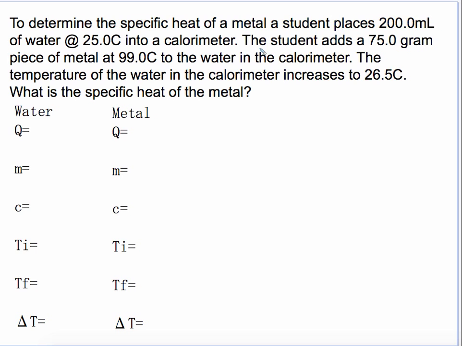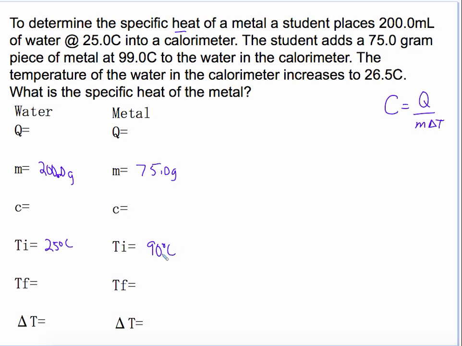Okay, so to determine the specific heat of the metal, the student places 200 milliliters of water. Well, they're trying to get the specific heat of the metal, so you know that they're going to be using this equation. C is equal to Q over M delta T. That's the equation they're going to be using. Okay, let's identify the givens. 200 milliliters of water, that's going to be 200 grams of water, at 25 degrees Celsius, in a calorimeter. The student adds a 75-gram piece of metal.